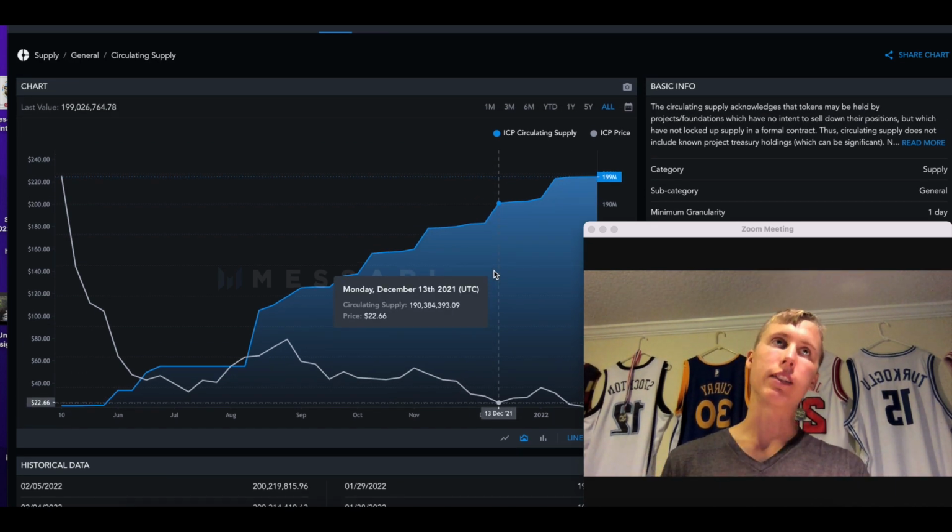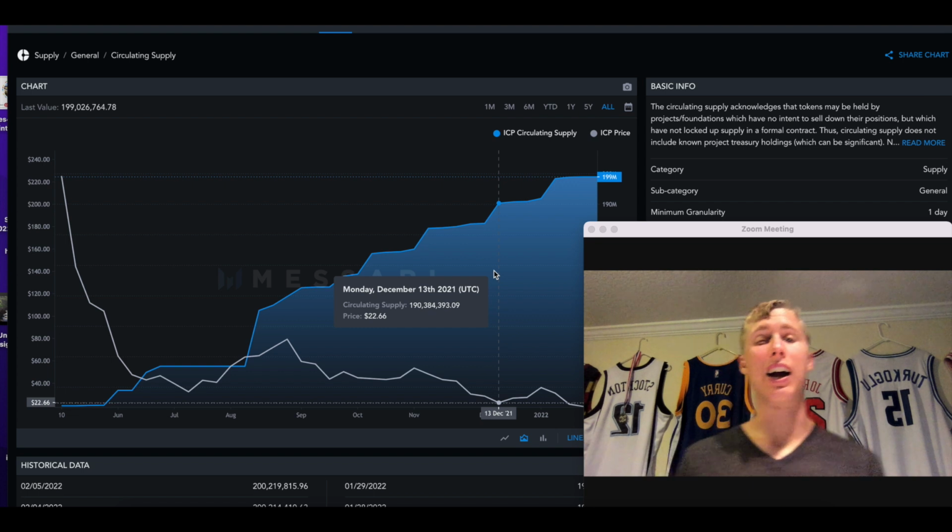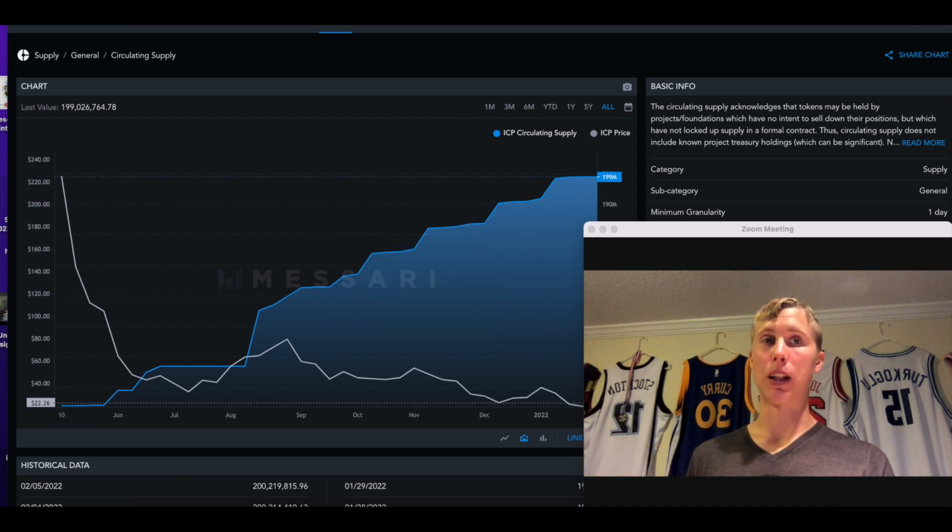So, okay, yeah, it's not a full double in supply, but it's still an increase of almost 60%. That's a lot. That's a high inflation, and that's not even the full year. The full year at this rate would be 120%. Now, that's a lot of tokens, if you just think about it. And that's not even factoring in how the supply schedule was.